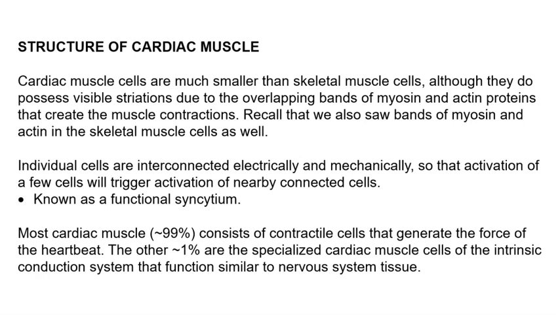Cardiac muscle cells are much smaller than skeletal muscle cells, although they do possess visible striations due to the overlapping bands of myosin and actin proteins, which create the contractions of cardiac muscle cells. And recall that we also saw bands of myosin and actin in the skeletal muscle cells as well, serving the same function in those tissues.